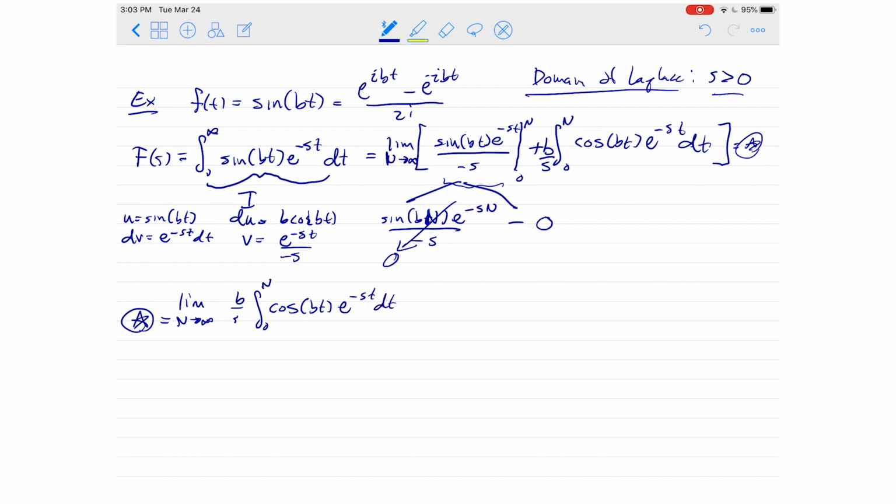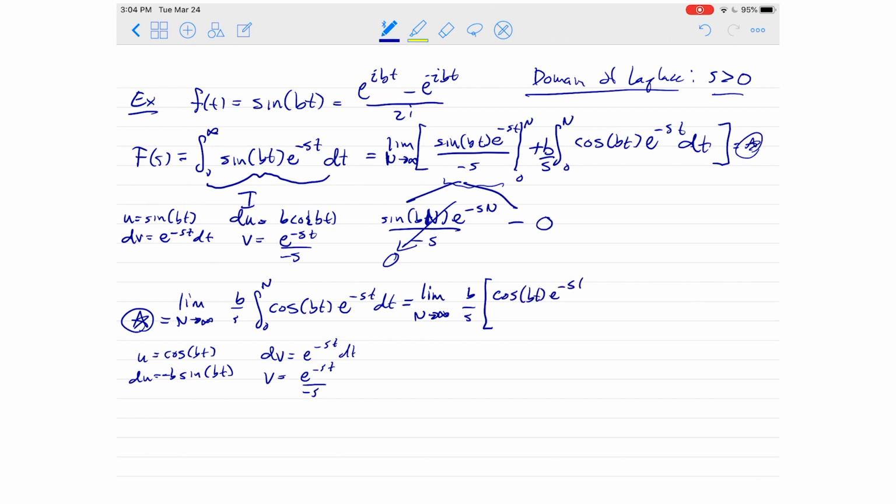Now again, we need to use integration by parts, so let's go ahead and do that. We have u is equal to cosine of bt, du is equal to b sine of bt, with a minus sign coming out there. And then dv is e to the minus st dt, and again that gives us v is equal to e to the minus st divided by minus s. So what do we get? It's going to be the limit as n goes to infinity of b over s, and then we have u, cosine of bt times e to the minus st divided by minus s, minus the integral of v du.